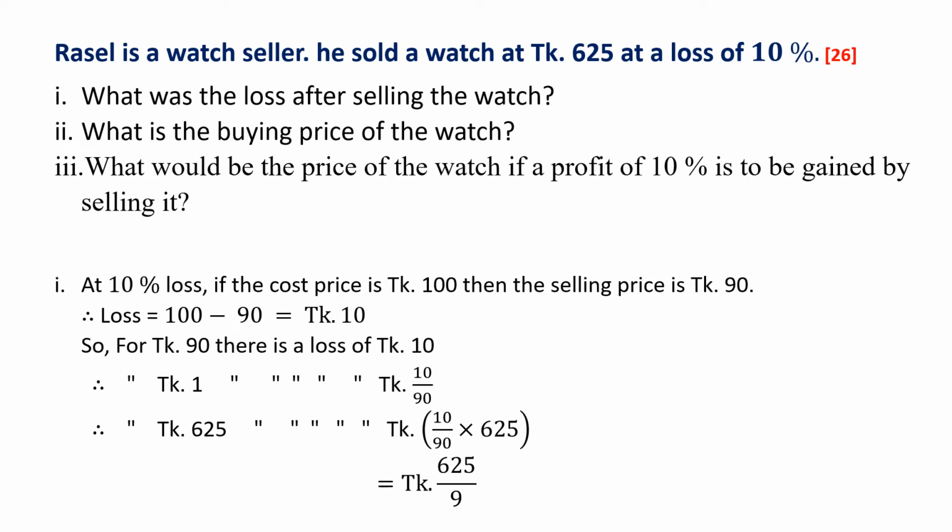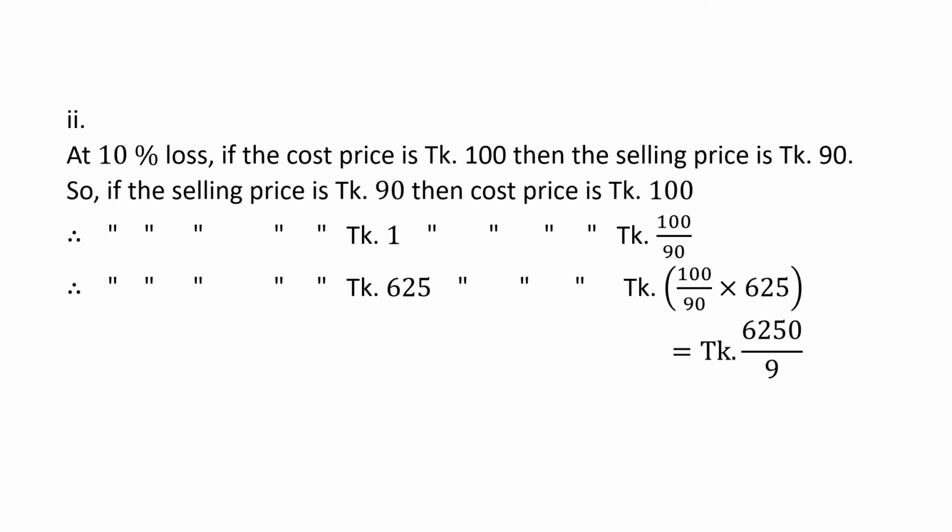Okay, that's cool. So let us go for the next question. What is the buying price of the watch? As you can see, at 10% loss, if the cost price is Taka 100, then the selling price is obviously Taka 90, right? So if the selling price is 90, then the cost price is 100. If the selling price is 1, then the cost price is 100 over 90. And if the selling price is 625, then the cost price is 6250 over 9.